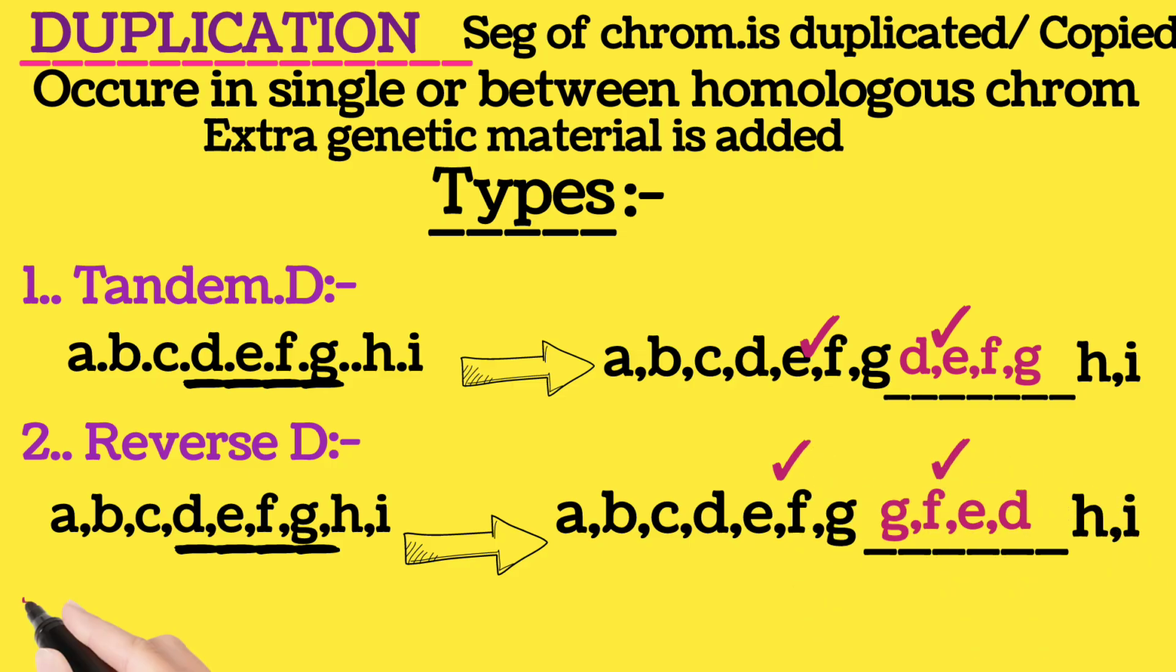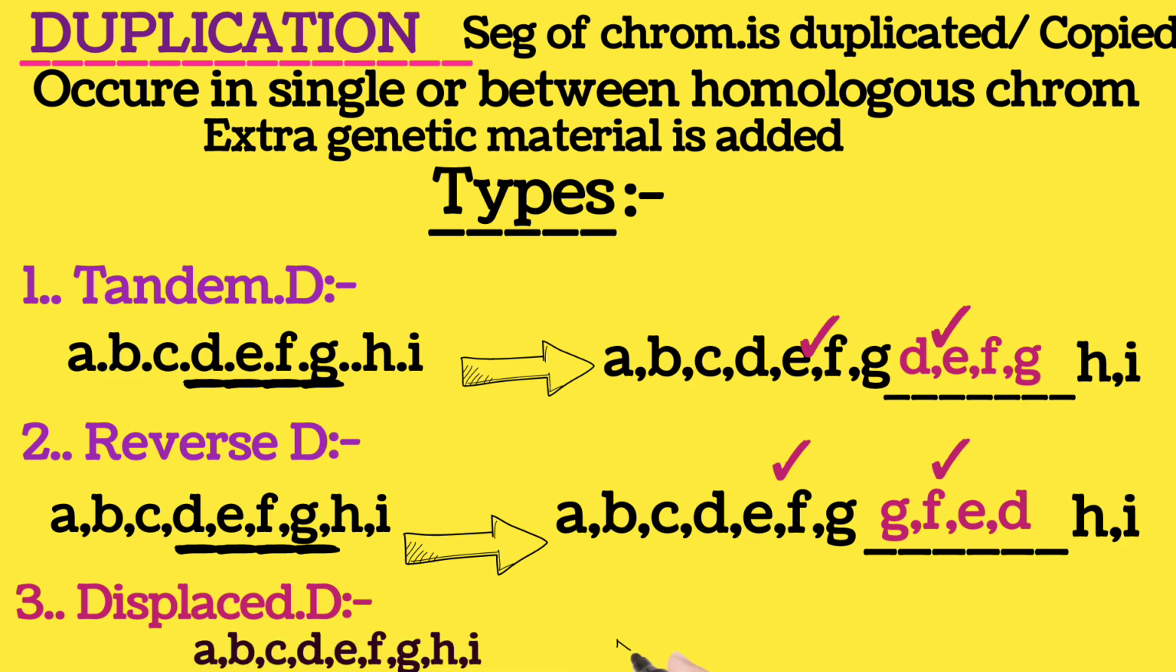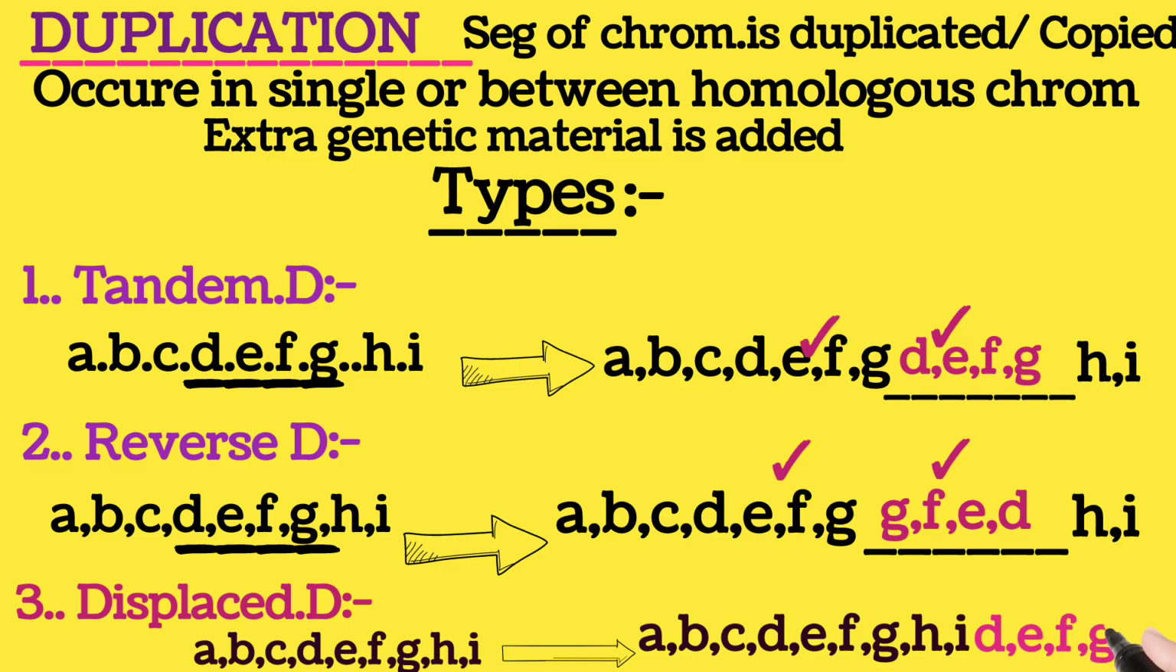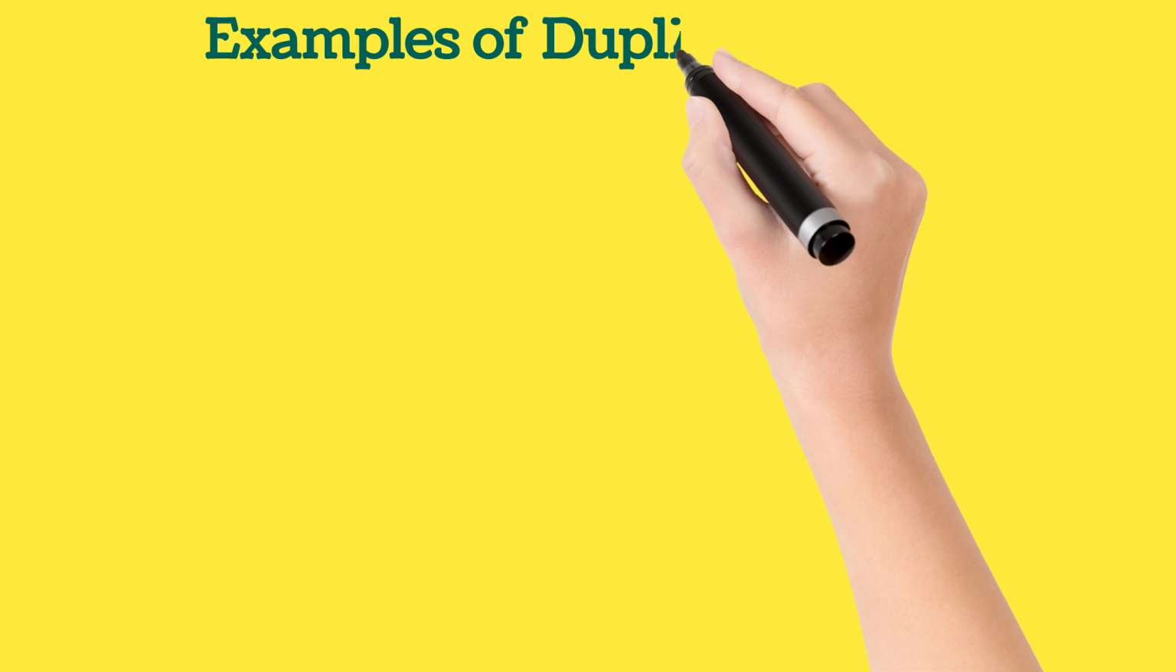Right? Now we have the last very important type of duplication, called displaced duplication. Here the duplicated segment gets added to its homologous chromosome, not in the same sequence but in another region. Let me show you here. This is the normal chromosome. Now DEFG gets added at the last. We can say it is a displaced duplication case. Dear friends, it was all about intrachromosomal mutations, and now we can quote some good examples of duplication in our body.